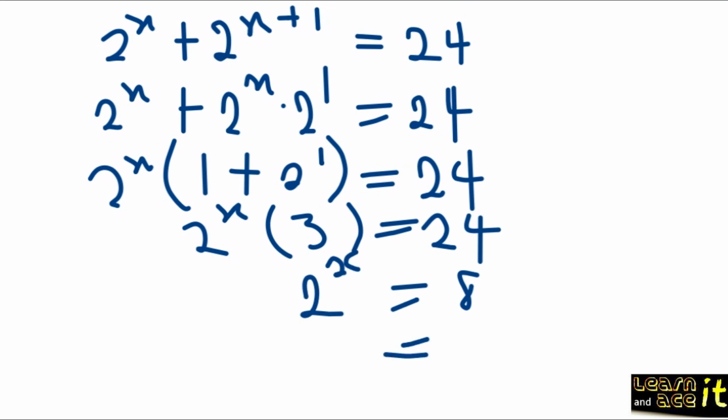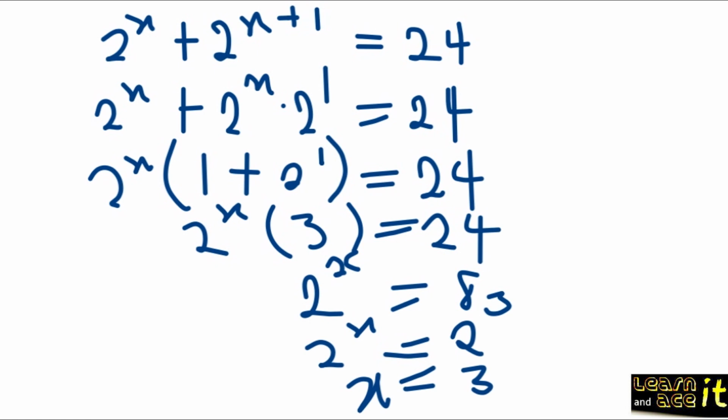Alright, now from here 8 can be written as 2 to the power of 3. So it's 2 to the power of 3, and then that's equated to 2 to the power of x. So now that the bases are the same, we can equate the exponents. So our final answer there will be x equal to 3. Alright, now can we check if our answer is correct?